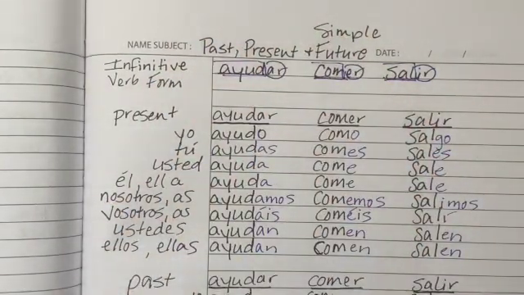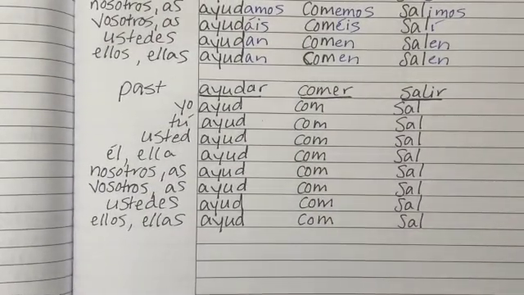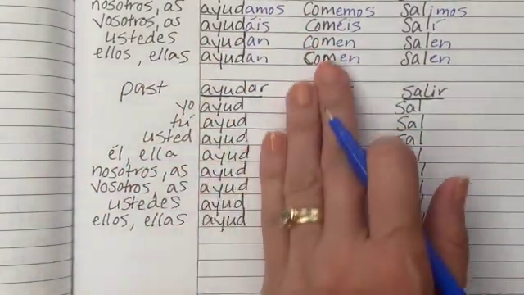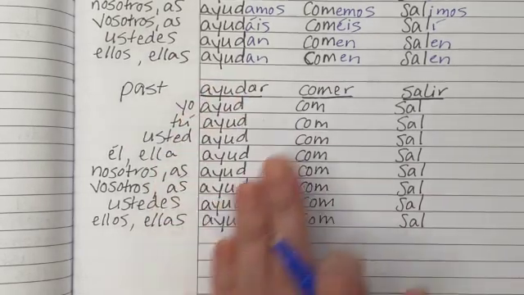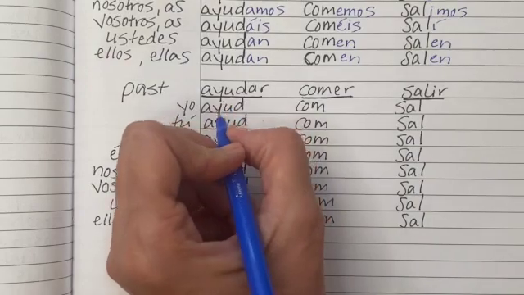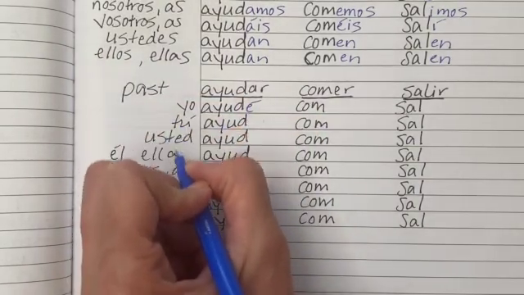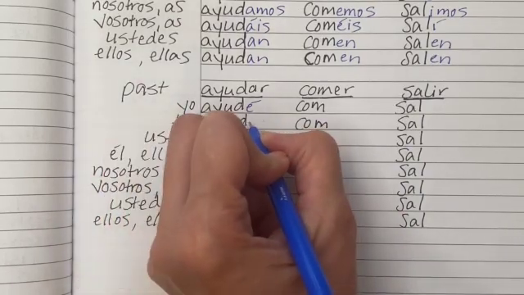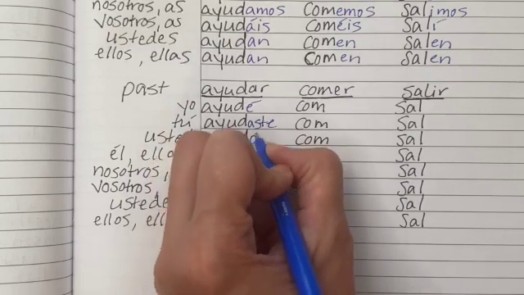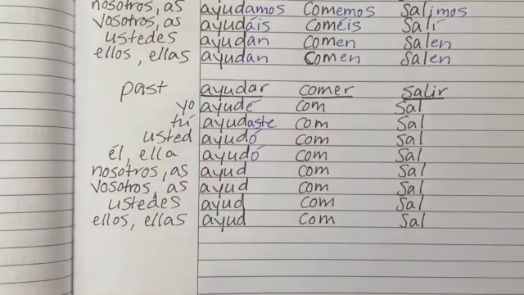Now let's look at the past tense. Works the exact same way, but we're using a different set of endings for the past tense. So again, we have the same verbs, ayudar, comer, salir, and again, I've already written the stems here for us. So I helped in the past tense, yo ayudé. You helped informally, tú ayudaste. Or usted ayudó. He or she helped, él or ella ayudó.